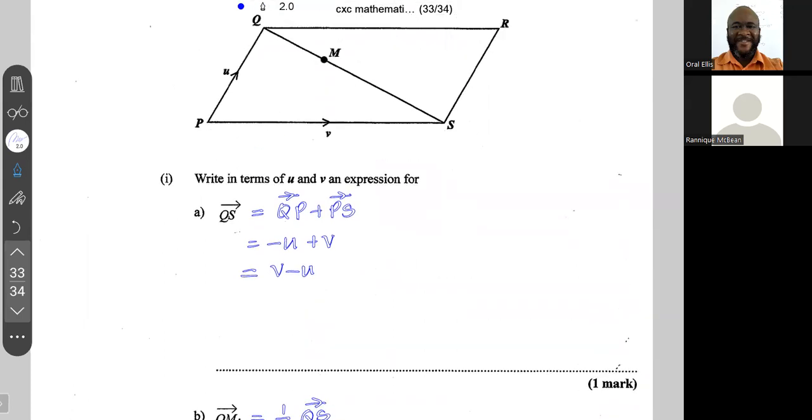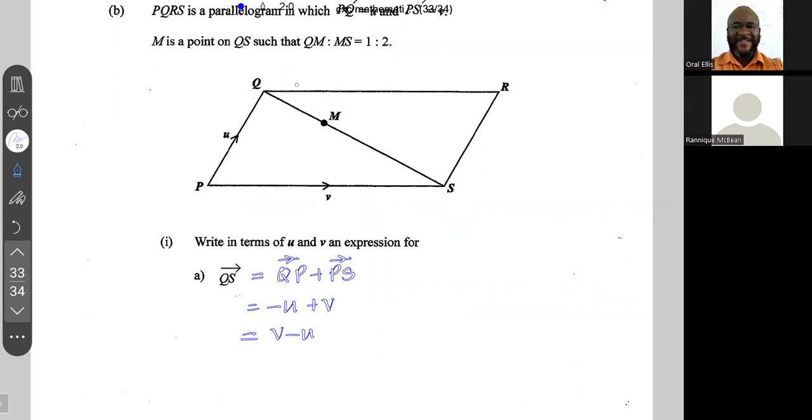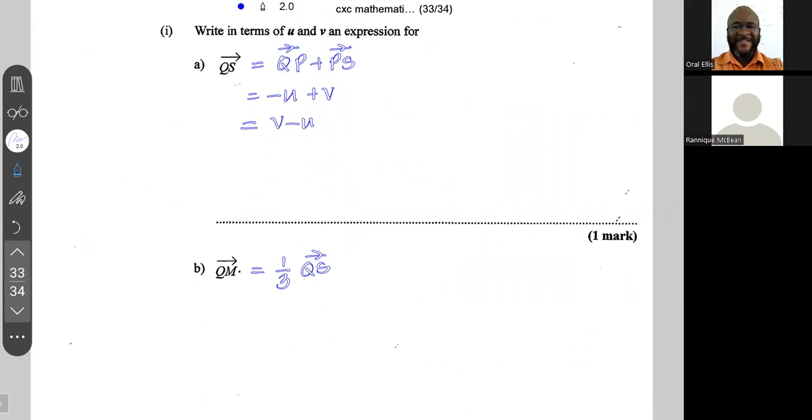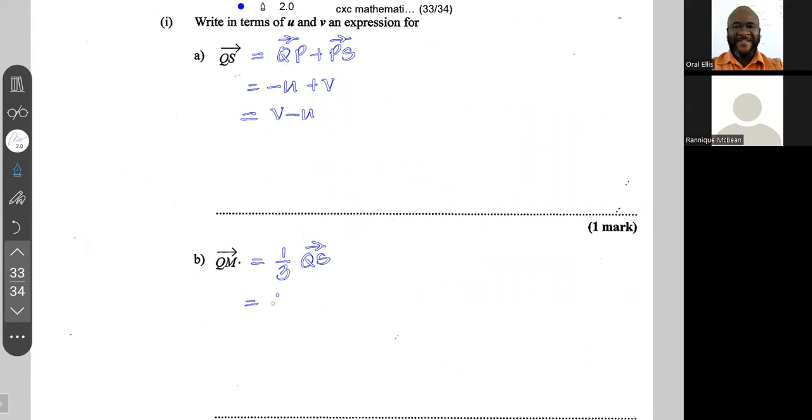QM is 1/3, this is 1/3, and this is 2/3. QM is 1/3 of QS. That means that QM is 1/3 of QS, which is V minus U. Stay with me.